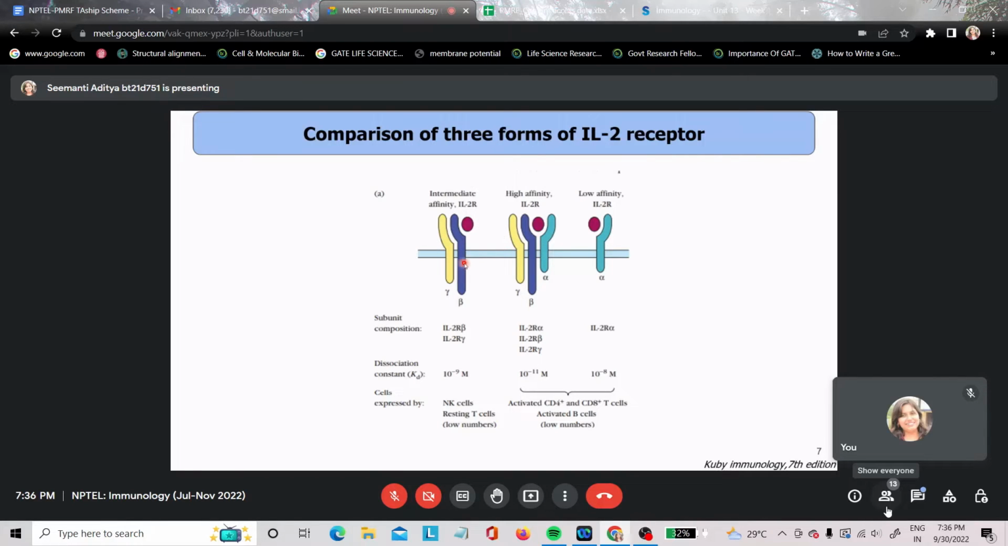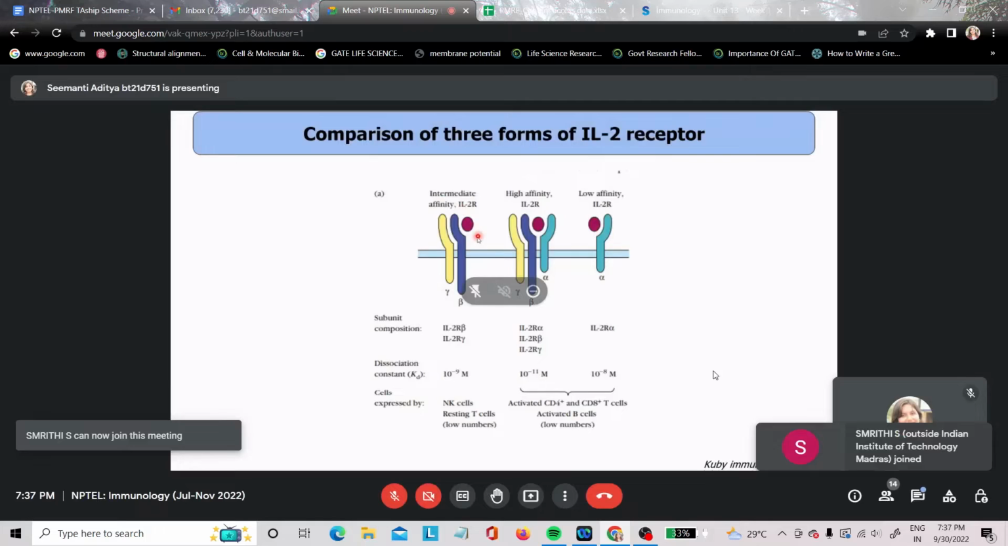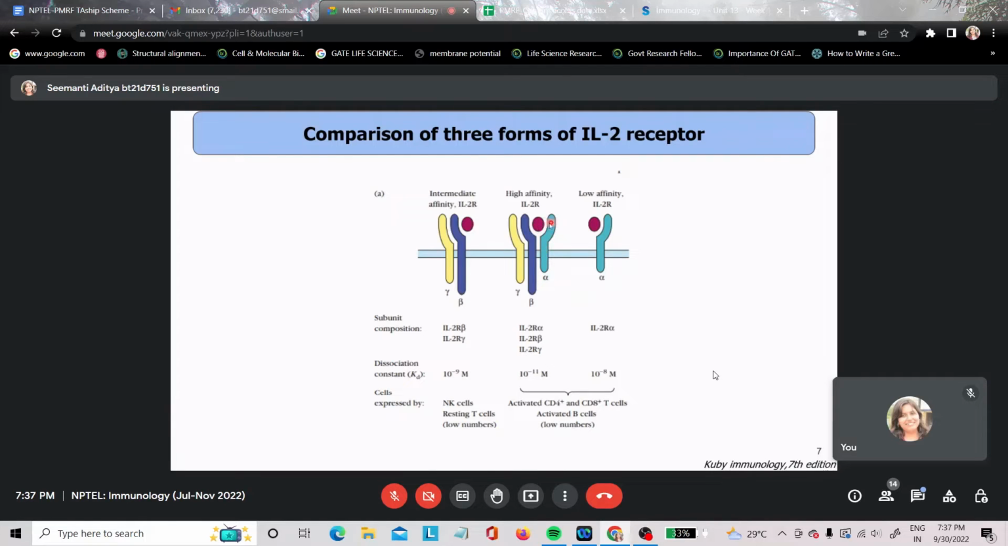The alpha subunit actually mediates the interaction between the ligand and the receptor. So here you can see that there is an intermediate affinity because there is no alpha subunit. When there is an alpha subunit present, there is a low affinity. So the alpha subunit helps in mediating the interaction between the ligand and the receptor, and this interaction will be activated only when there is a beta subunit bound to it.